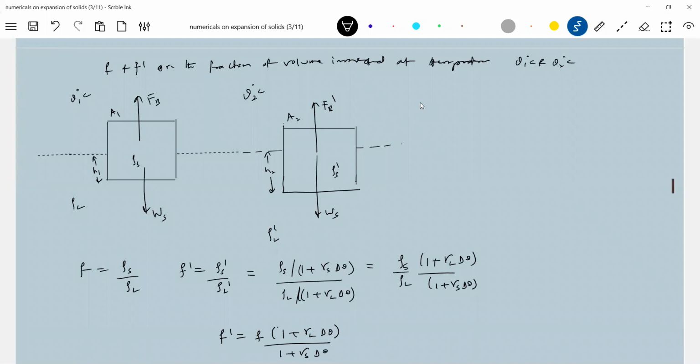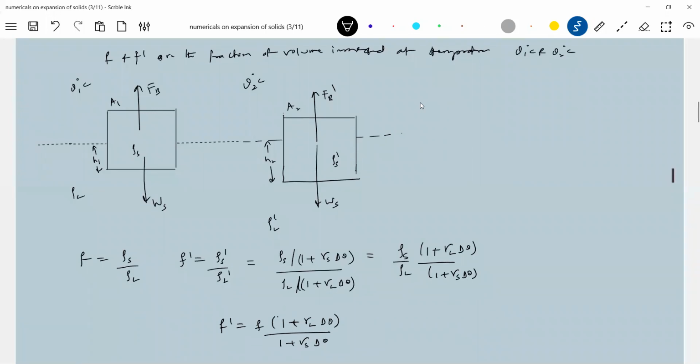Okay, there's a basic formula here. Delta theta, what is delta theta? Change in temperature. I'm trying to avoid the expansion here, let it be in this particular form. What will happen to the fraction of volume immersed? Will it increase or decrease? How can you say if gamma L is greater than gamma S? So let me put all the conditions.